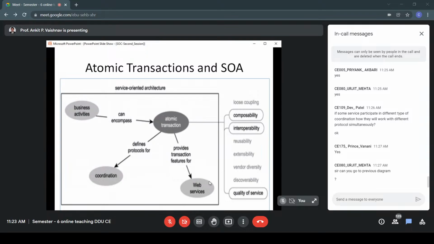Sir, this arrow is not getting me. Which one? From atomic transaction to web services. I think it should be from the coordinator to that web service. See, atomic transaction is a concept. This is not a service. Remember, atomic transaction is not a service. These are concepts which you can see over here. So in the atomic transaction concept, if you use it, it provides a standard way to manage the transaction details for web services. Can I say that?